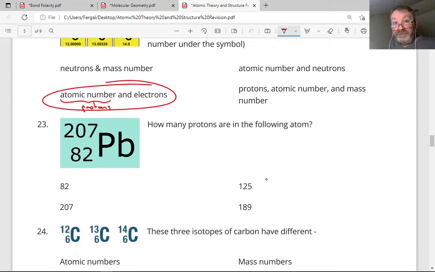23. How many protons are in the following atom? The number of protons is the same as the atomic number, which is the smaller of the two, which is 82.